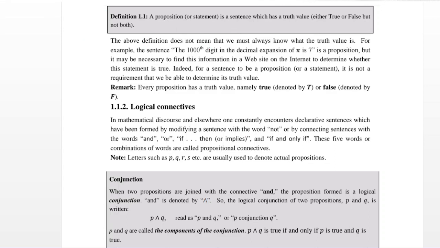For example, the sentence, "The 1000th digit in the decimal expansion of pi is 7", is what? This is a proposition. But what must we do? It may be necessary to find this information on a website, on the internet, to determine whether this statement is true or false.